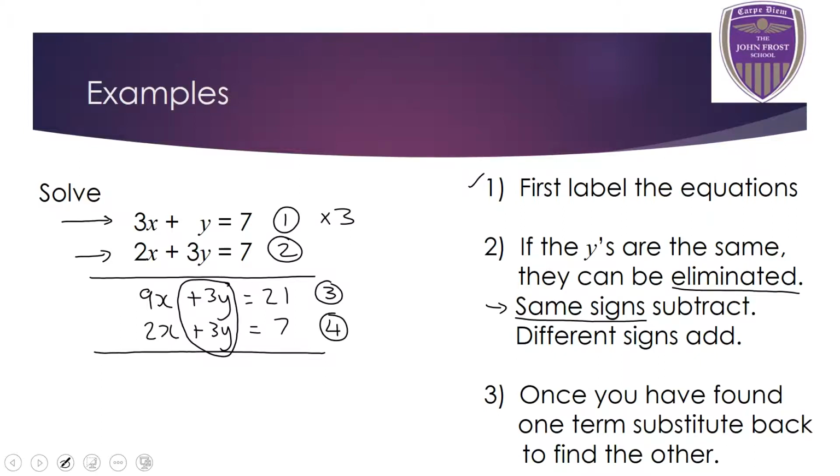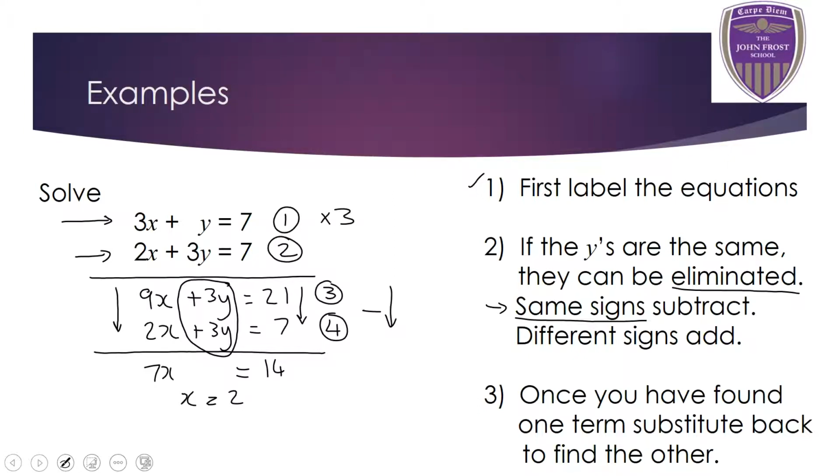Therefore, the rule is same sign, subtract. So we're going to do some subtracting. If I subtract going down the column, then 9x take away 2x is going to give me 7x, and 3y take away 3y is nothing. And 21 take away 7 here gives me 14. I can now see that I can solve this equation. 7x equals 14. So how many 7s are in 14? It's 2. So x equals 2.